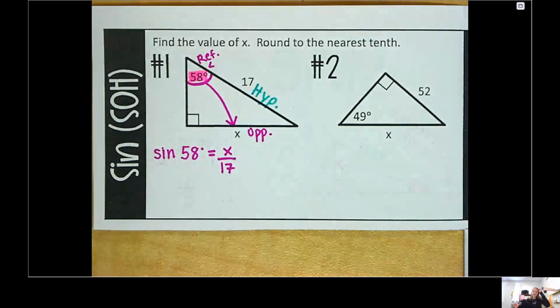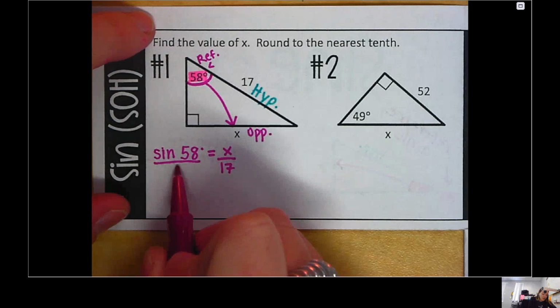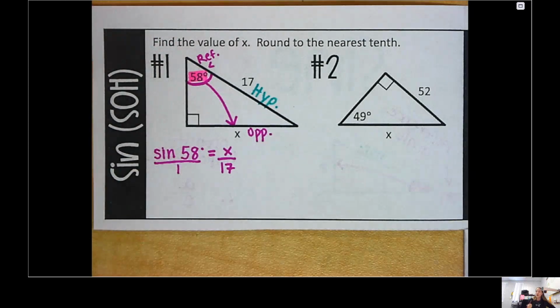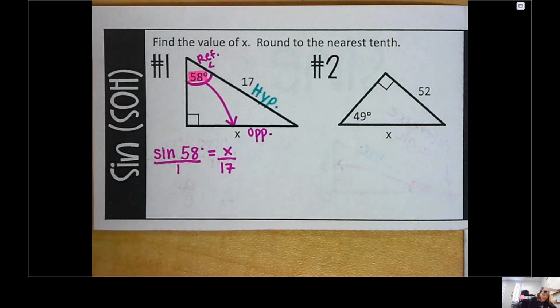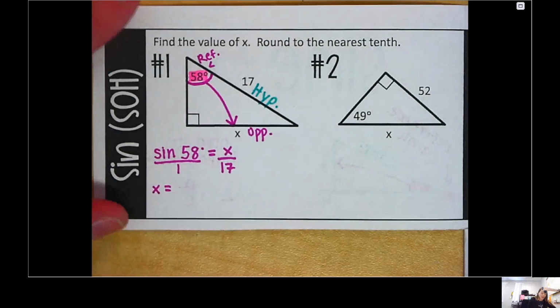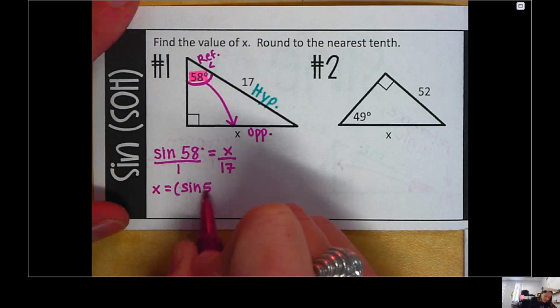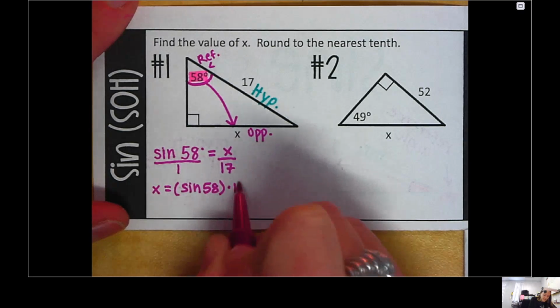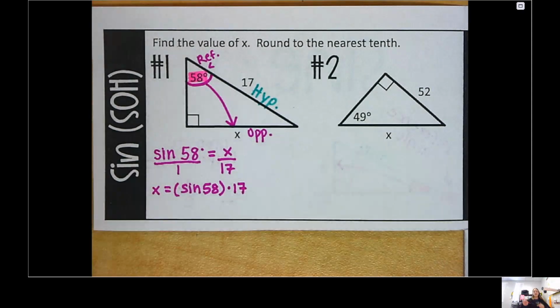Now, this is essentially a proportion. What you can do is take the sine of 58, put a 1 underneath it, and then we can cross multiply like we have been doing in the past. So x times 1 is just going to give me x, obviously. And x is going to equal whatever the sine of 58 times 17 is.